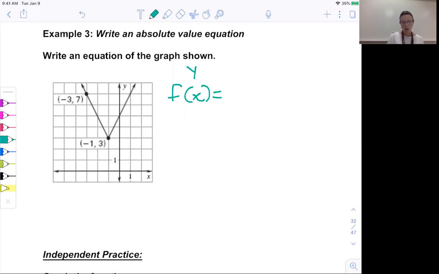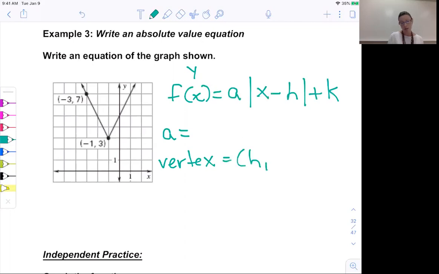When we write an equation, we need to think about what the slope is. And then we also need the vertex. So there are two things that we need to find to write an equation. We need the a value, and then we need the vertex, which would be h and k. And remember that negative sign is part of the equation. That's part of the formula. It's called the standard form.